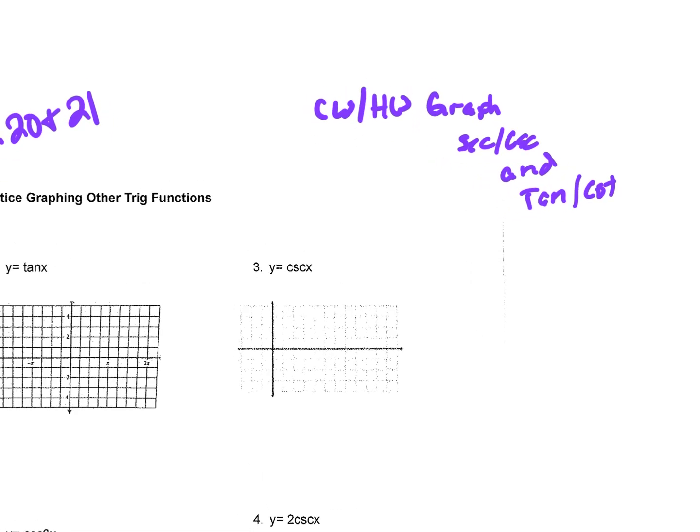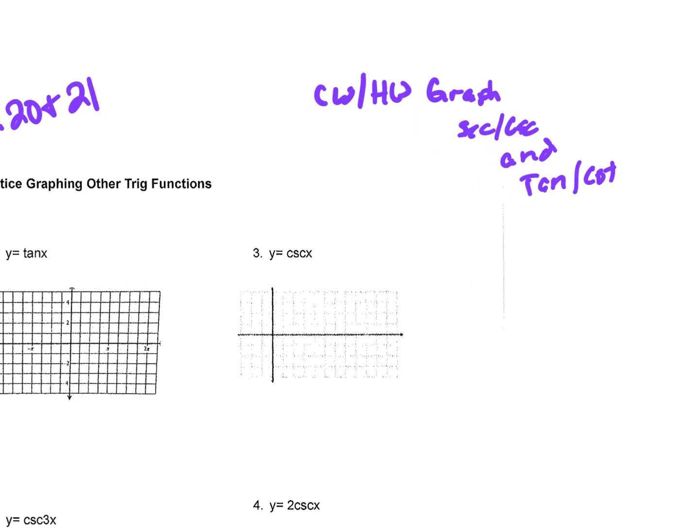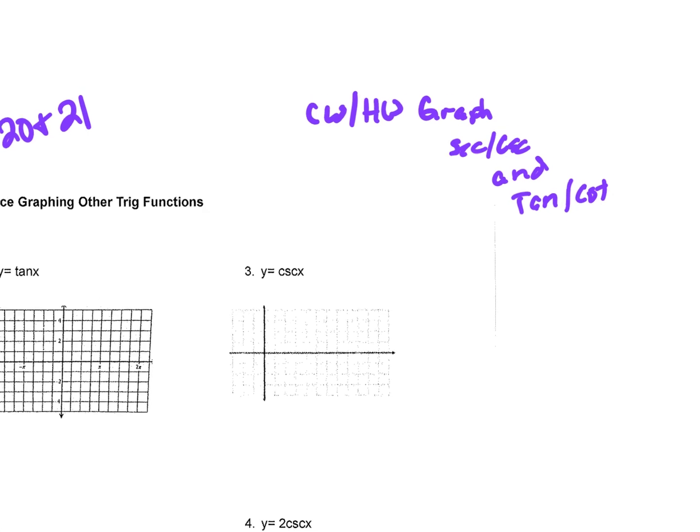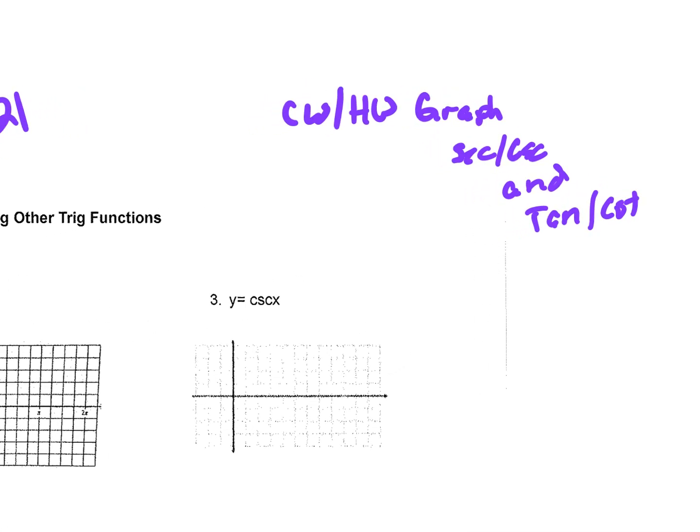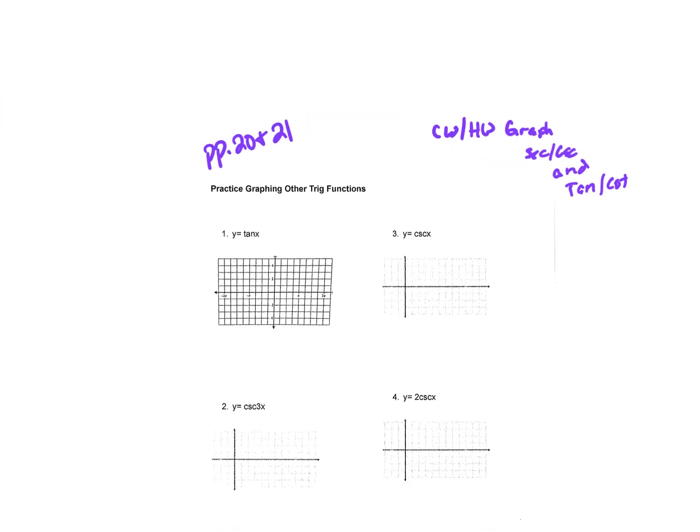You guys are always asking me, what did you call this assignment? And I know it's a pain in the neck looking on Canvas. So that's what you're looking for, a classwork/homework graphing secant, cosecant, and tangent and cotangent. Okay?